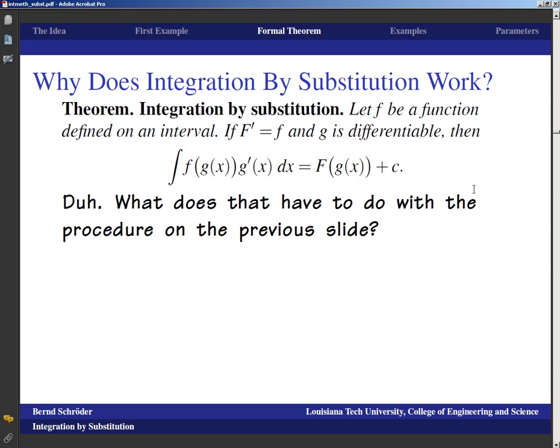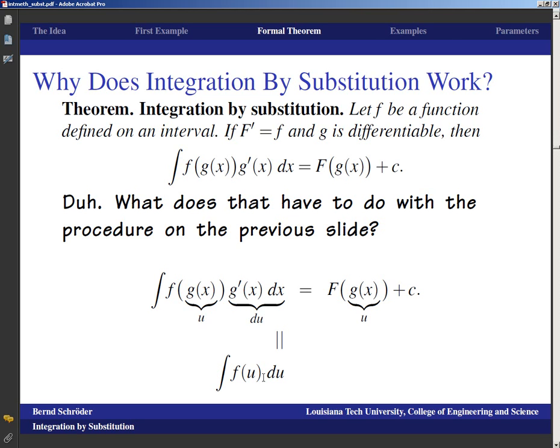But what does that have to do with the procedure that we've had on the previous slides here? Well, if we're looking at this, we realize that in our previous procedure, we said that the inner function, the g of x, we called that u, right? And so that occurs here as well as here. And then du dx is g prime of x, which means that du is g prime of x dx. So the du is here. And so our substitution on the previous slides replaced this integral with the integral of f of u du.